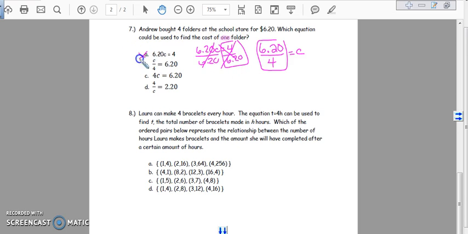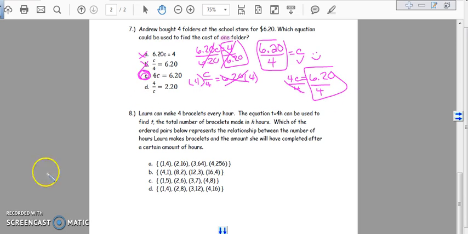Nope, that one doesn't work. C over 4 equals 620. This is division, which means multiply both sides by 4. Nope, that one's not right. Let's see C. 4C equals $6.20. Divide both sides by 4. Yep, these match. Great. So C is our answer.